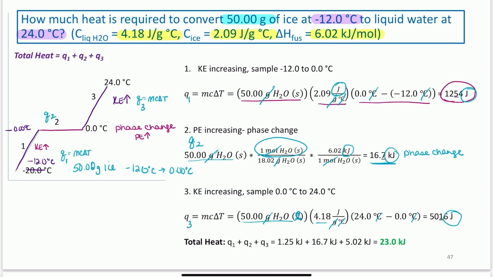Add them all up, Q1 plus Q2 plus Q3. This is an application of Hess's law. 1,254 joules with 3 sig figs gives me 1.25 kilojoules. 16.7 kilojoules. 5,016, but I need 3 sig figs, so 5.02 kilojoules. Add all of those up, and I find my final answer to be 23.0 kilojoules. So it will require 23.0 kilojoules to heat up 50 grams of ice from negative 12 degrees C to 24 degrees C.